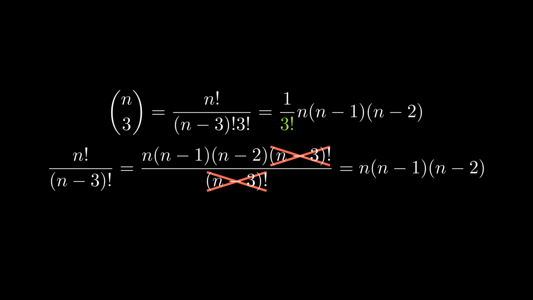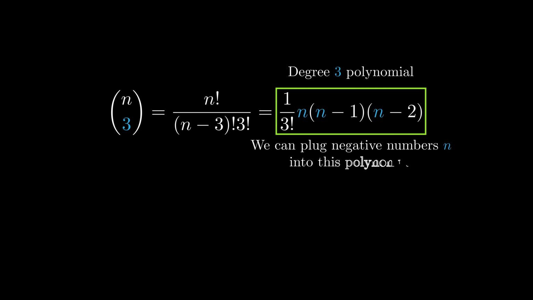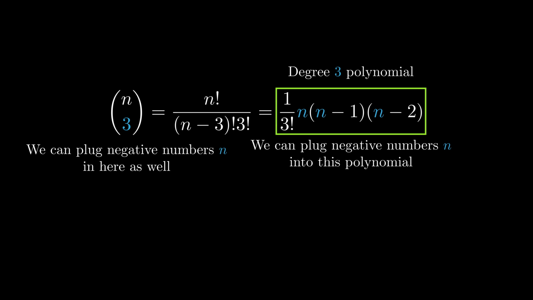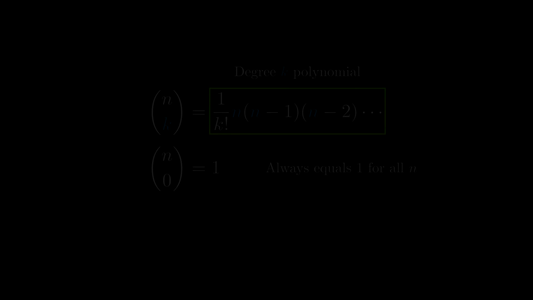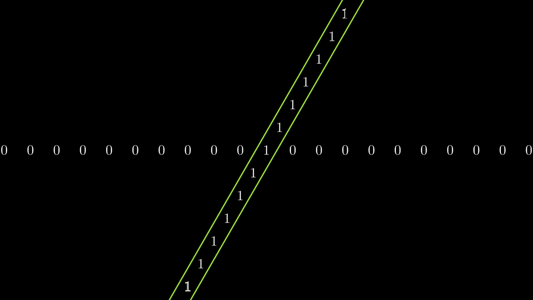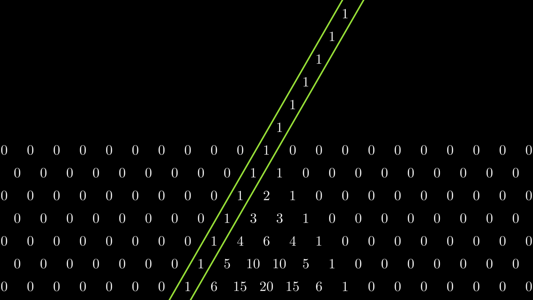We can see that n choose 3 is basically just a degree 3 polynomial. And so, if we can plug negative numbers into the polynomial, we should be able to plug them into the n choose k expression too. And since n choose 0 is the polynomial 1, n choose 0 is always just 1. So now we know that this entire diagonal consists of 1s, we have enough seed values to fill in all of the negative rows of Pascal's triangle.